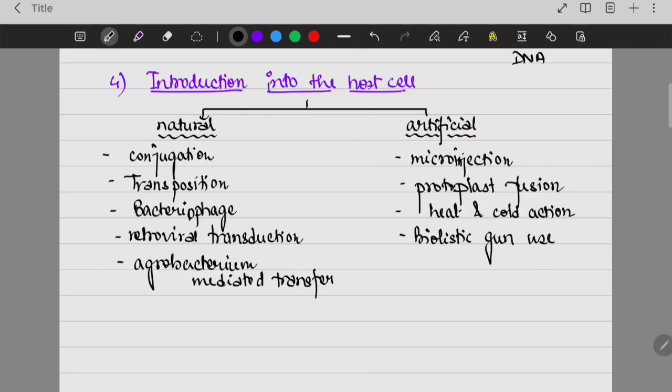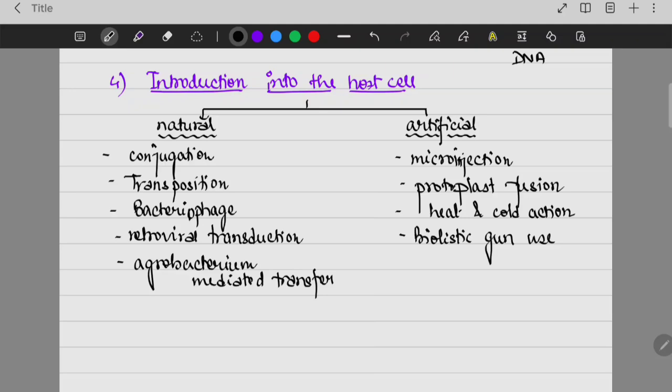So these are some of the processes. Microinjection means the needle is so thin that it can penetrate a single cell. The recombinant DNA is taken in the microinjection needle and injected into the cell. The next one is protoplast fusion. As the name suggests, two different protoplasts are fused and there is exchange of the recombinant DNA. Heat and cold action, as I have already discussed, and ballistic gun.